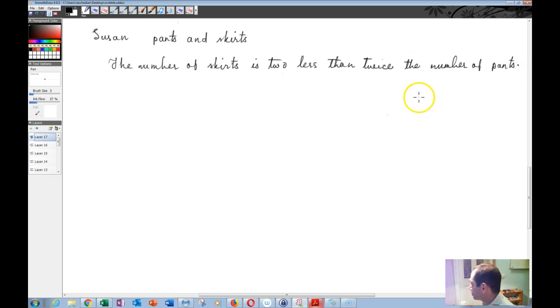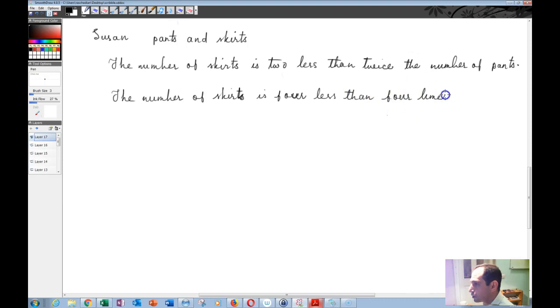And also the number of skirts is 4 less than 4 times the number of pants.